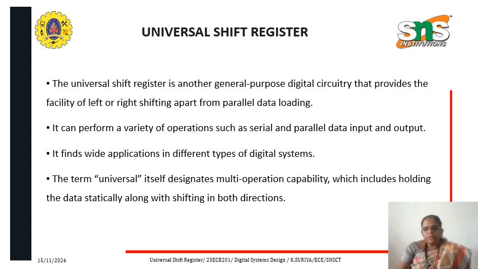The term universal itself designates multi-operation capability, which includes holding the data statically along with shifting in both the directions. Normally, the universal shift register is designed by using digital ICs such as 74291 and 74395 in order to obtain full functionality within the digital circuits.